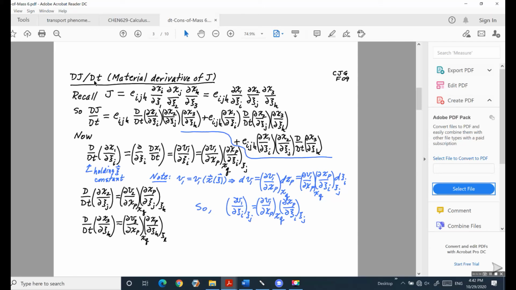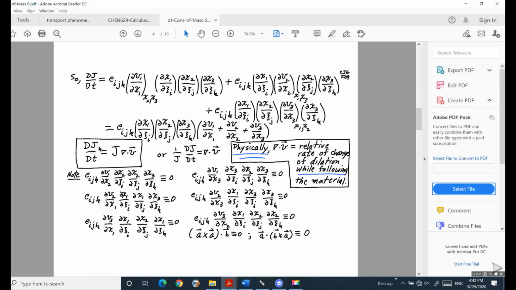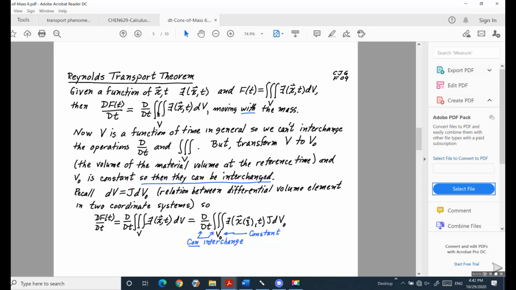And I get the material derivative of the Jacobian here. From here, we showed that the material derivative of the Jacobian is equal to that one, and I can show it in an alternative form here. Then I came to the Reynolds transport theorem. I define some intensive variable as a function of x and t, and then I define some extensive variable F as a function of t, the extensive property like this, in terms of the intensive property inside of the control volume. I know this from before.